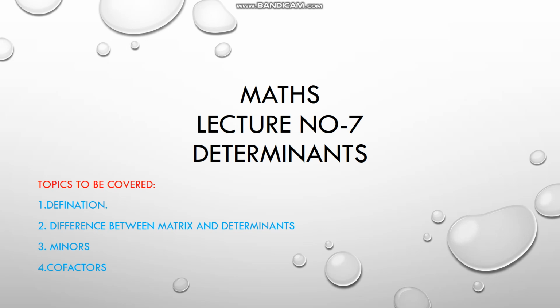Hello students, this is 7th lecture of mathematics and first lecture of determinants. Determinants is the second chapter of algebra. So in this lecture we are going to cover basic meanings of determinants, then difference between matrix and determinants, minors and cofactors.